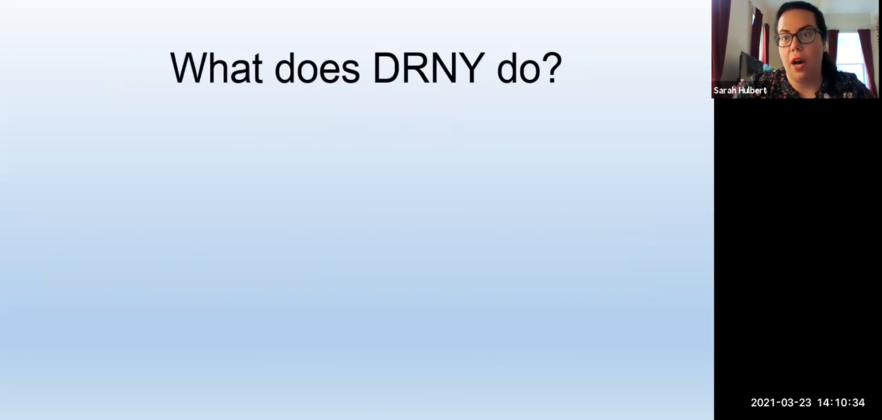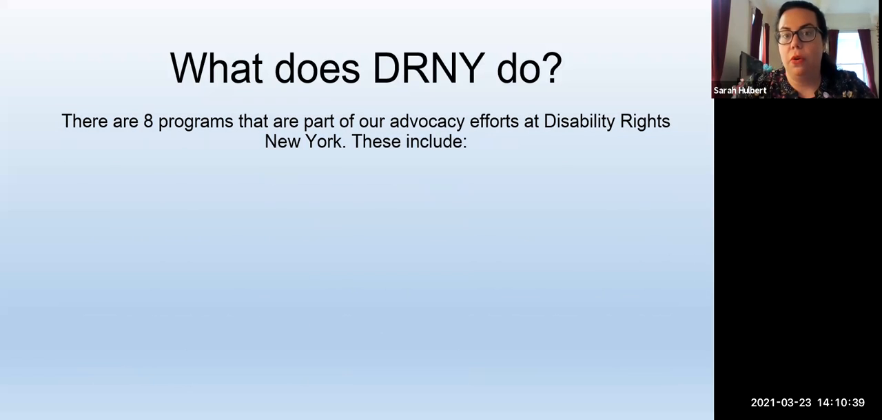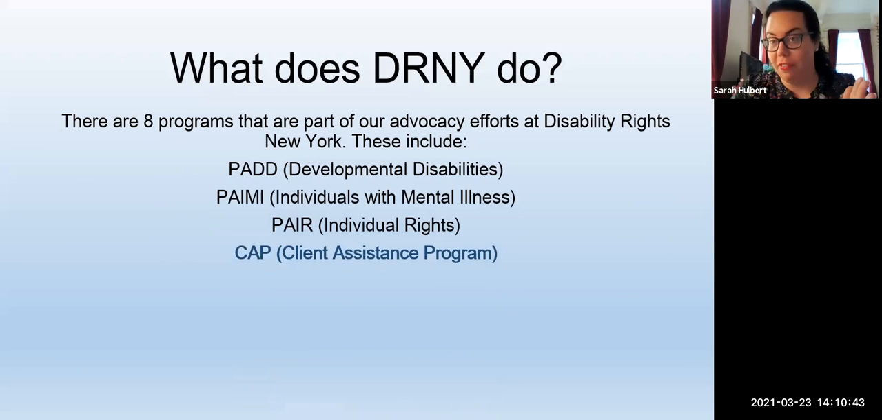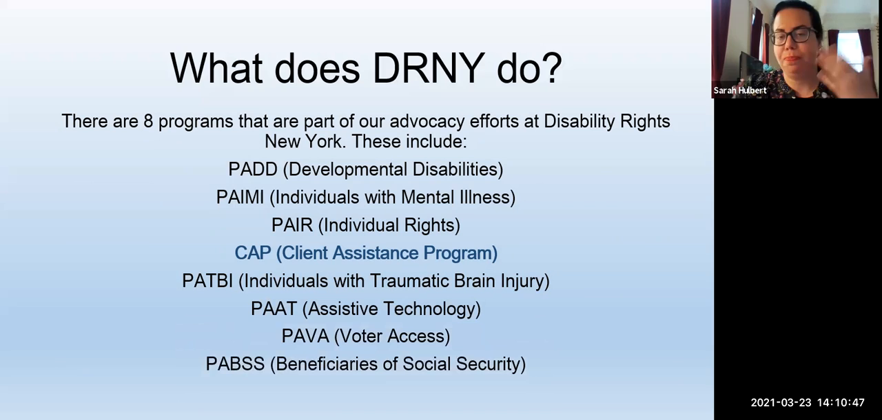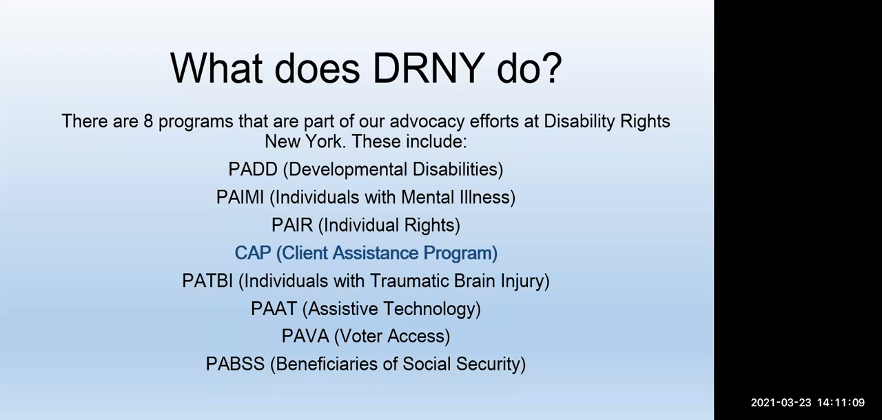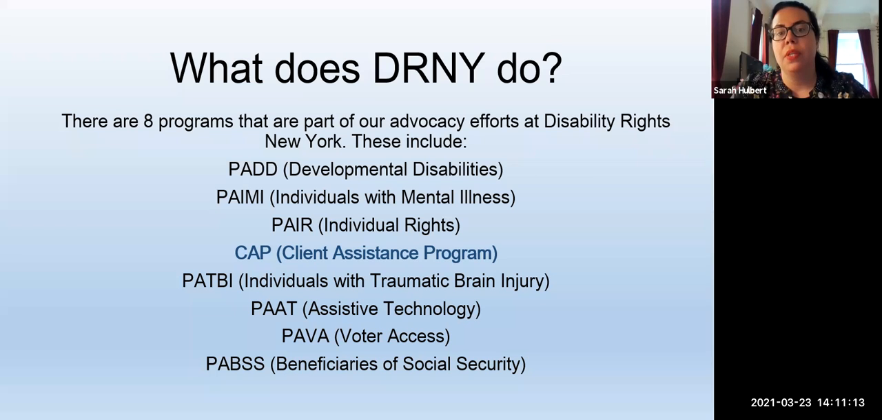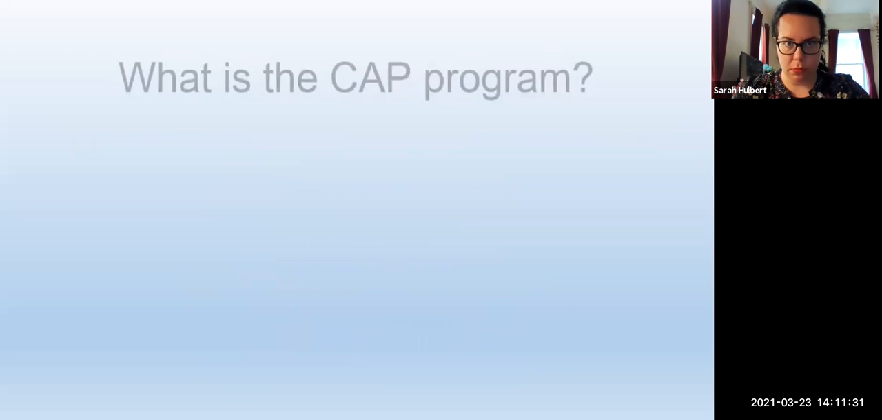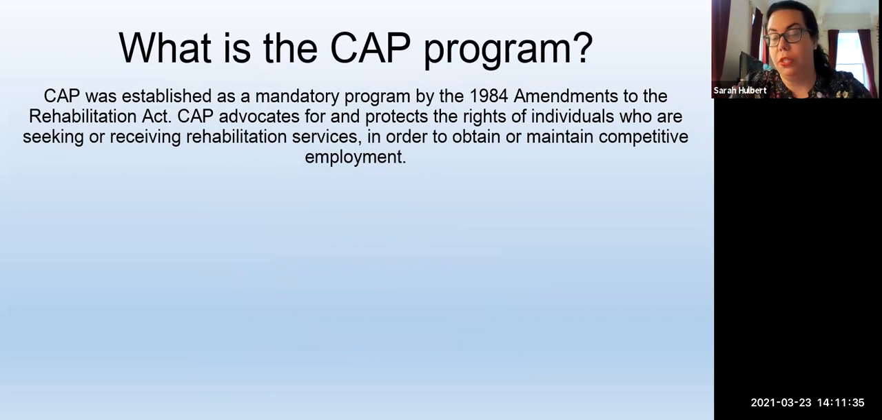We have different segments of our programs. We have 8 different programs in total, and I will go through them very briefly because I hate just reading off slides. They are all part of our advocacy efforts here at Disability Rights New York. So we have the PAD program, which specializes in helping people with developmental disabilities, PAMI for individuals with mental illness, PAIR for individual rights, CAP, the Client Assistance Program, which is the program that I am a part of. We have PAT-B for people who have traumatic brain injury, PAT for assistive technology, PAVA for voter access, and PABS, which has to do with the beneficiaries of Social Security. So obviously we cover a lot of different services in what we do day to day.